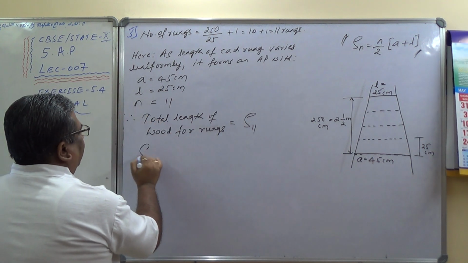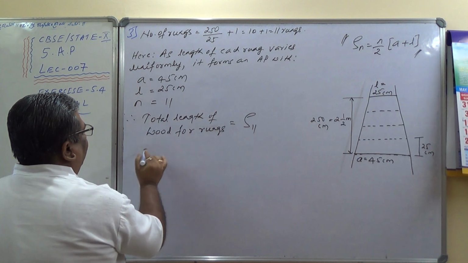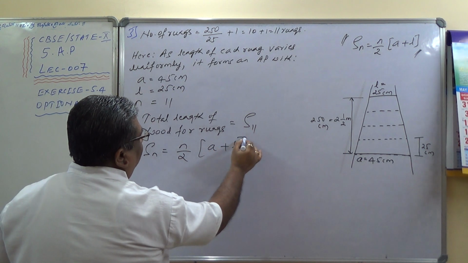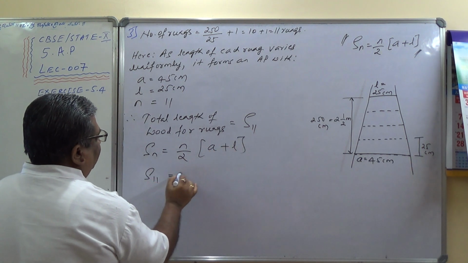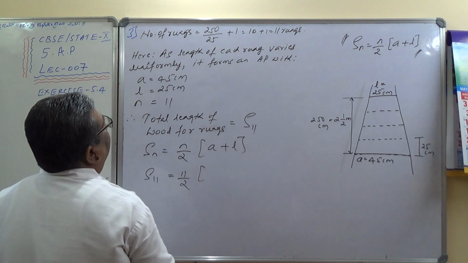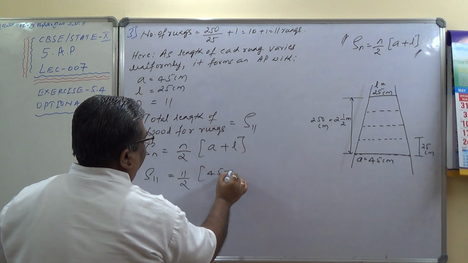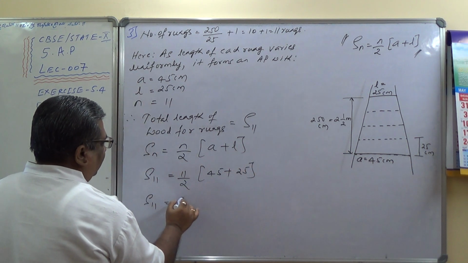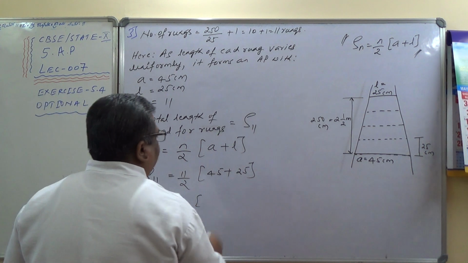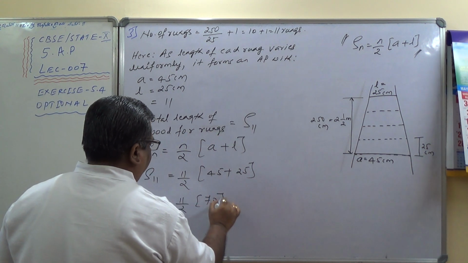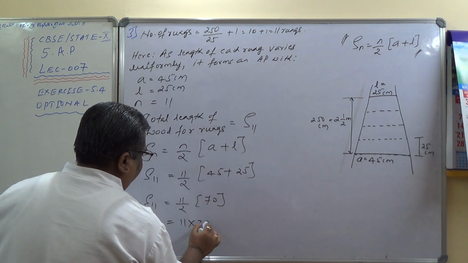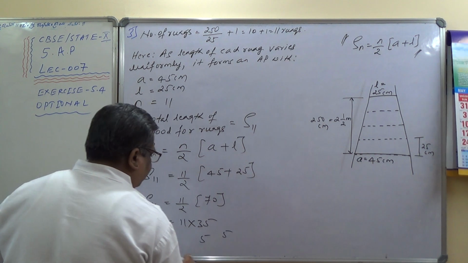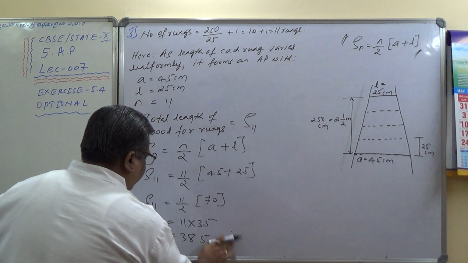Therefore total length of wood for rungs is equal to S11. We know Sn equals n by 2 into bracket a plus L, and S11 equals 11 by 2 into bracket, a is how much? 45 plus L 25. So S11 equals 11 by 2 into bracket 70, which is 11 into 35, which equals 385 centimeter.